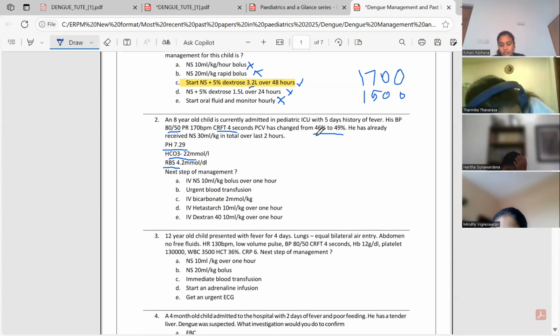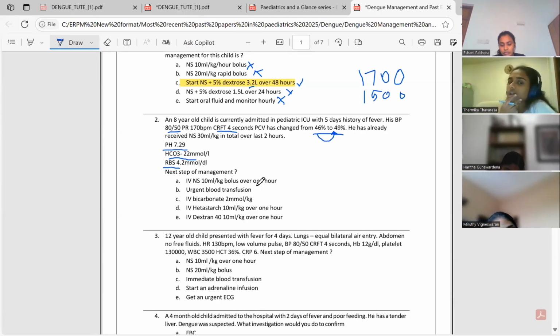PCV is still going up. PCV is increasing. Then this can't be bleeding. Right? This can't be bleeding. PCV is increasing, so that means he continues to leak. Somebody has already given normal saline. Right? He is in the ICU. Now in this occasion, what should we do?